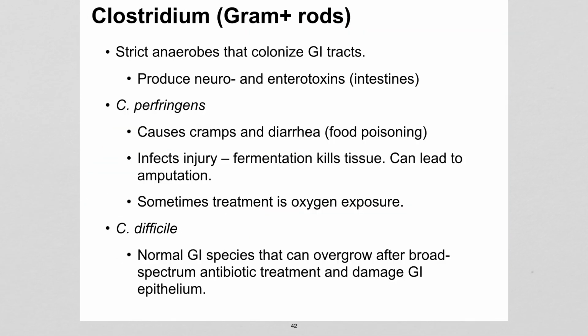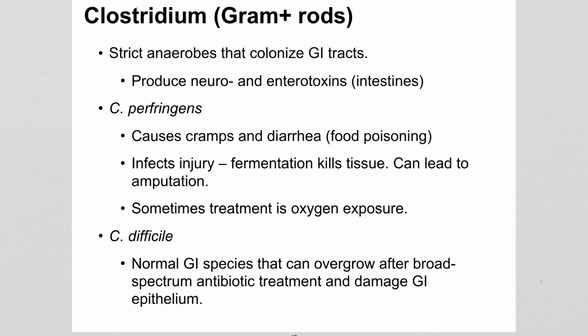All right, the next one that I spend some time on is Clostridium perfringens, and it's a fairly, not incredibly common, but not unheard of source of food poisoning. And because it's an anaerobe, it normally ferments the tissue that it's infecting. One route of treatment can be oxygen exposure because, like I said, it is an obligate anaerobe.